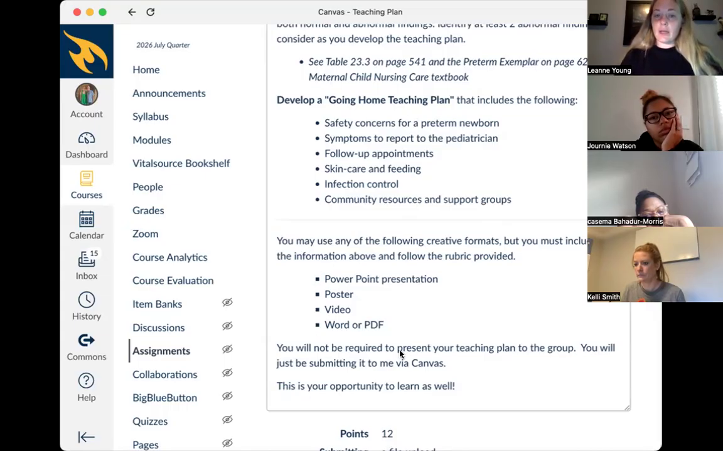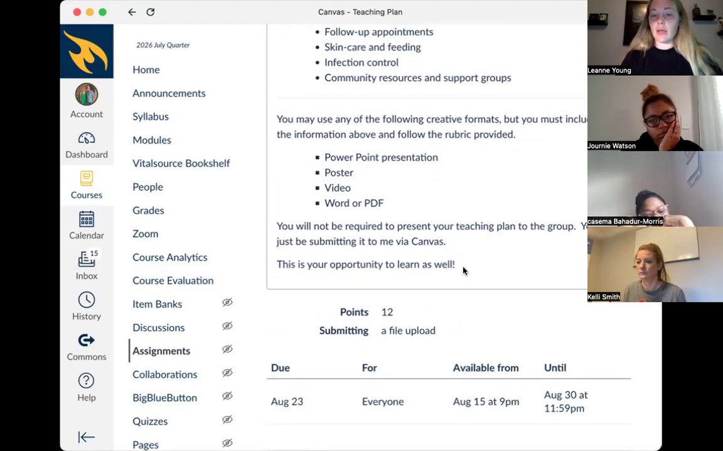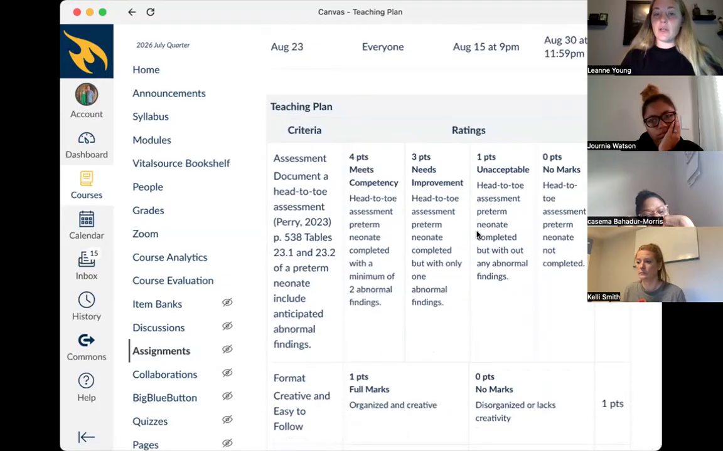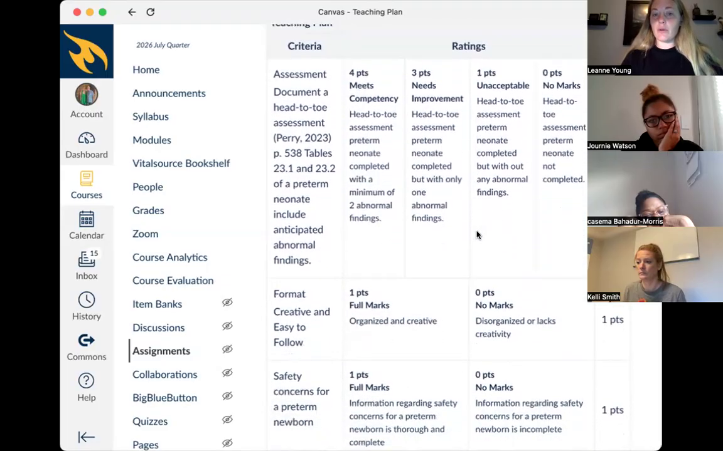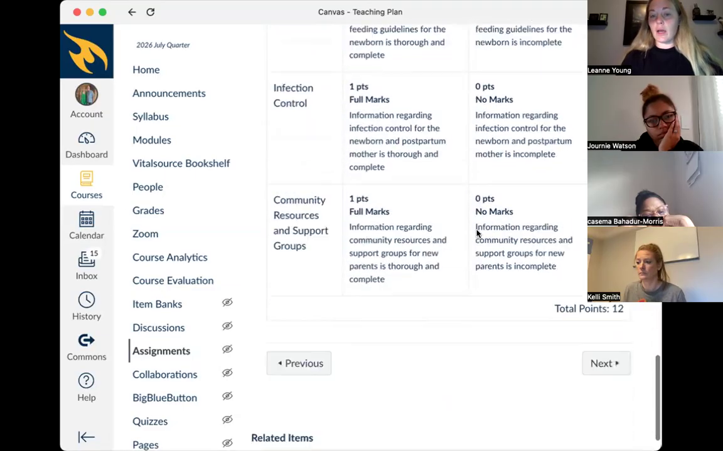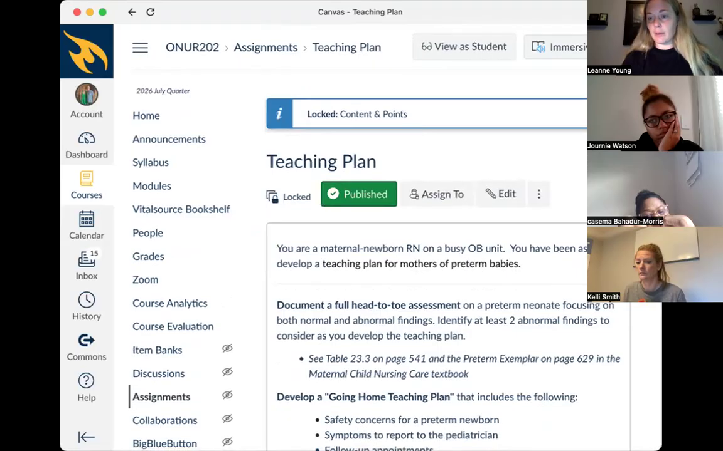And then, as I kind of talked about, you can use a lot of different formats. The most common is PowerPoint or a Word PDF. Okay. It's worth 12 points. It's going to be available for you starting this Sunday, and it'll be due next Sunday for you. Okay. Underneath this assignment, you can go through and actually see the rubric and how I will be grading these, which will help guide you as you're completing this assignment.